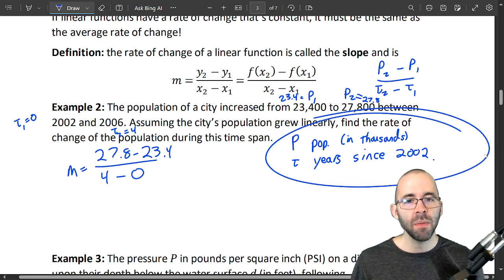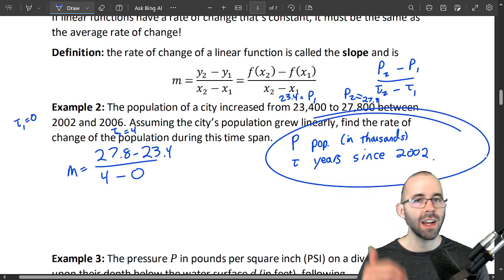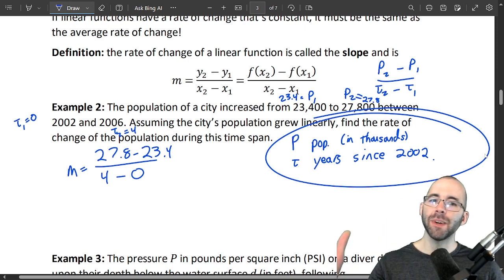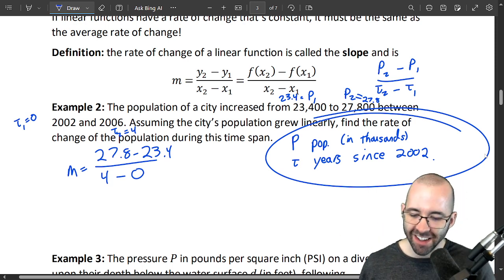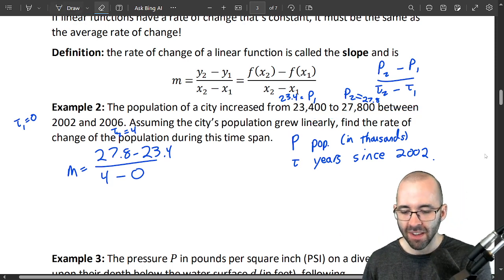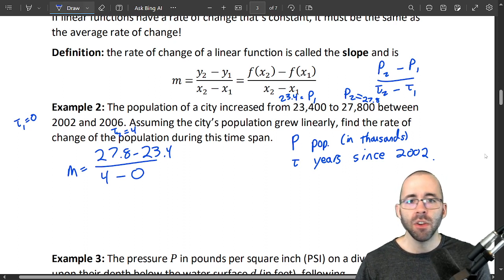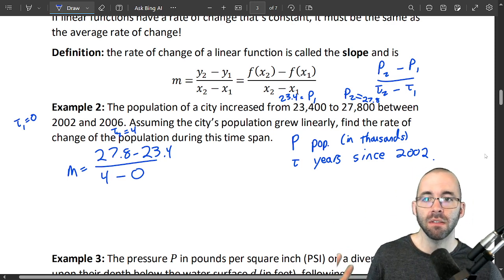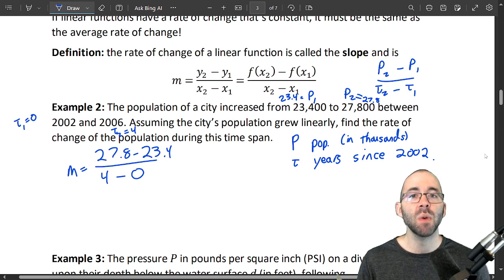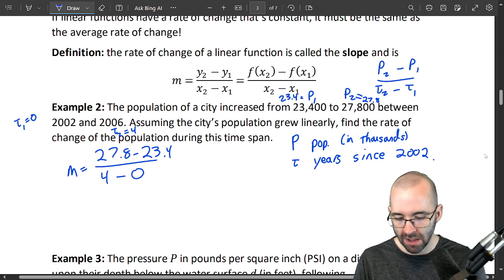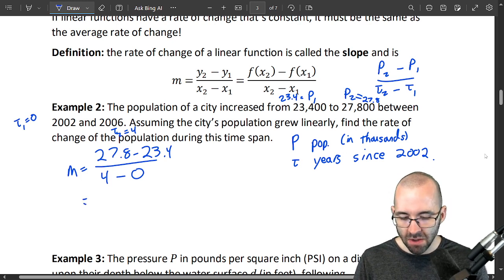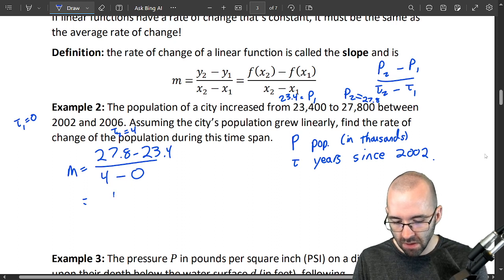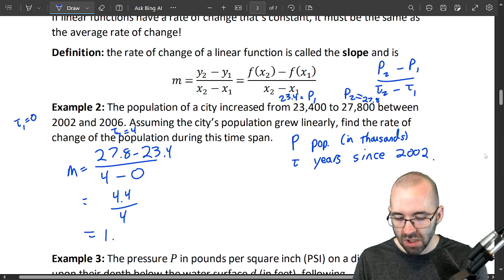Because I set up the problem in this way, I get to get rid of a ton of zeros. I get to write so much less. I'm so happy. So much less writing for me. But it might be more confusing. You could have the population just be the number. You could have T just be the year. You'll get the same answer, and that's why we have to interpret our answer at the end. When you subtract these numbers, we're going to get 4.4 on the top and 4 on the bottom, which equals 1.1.